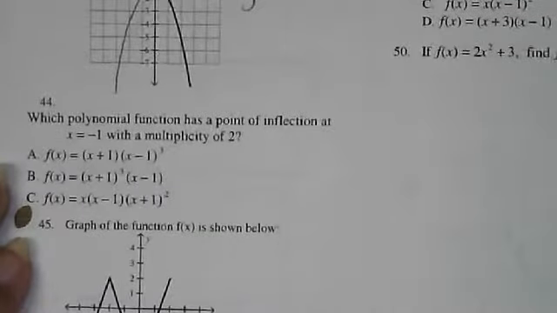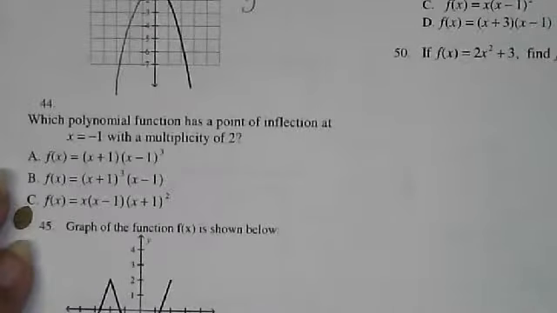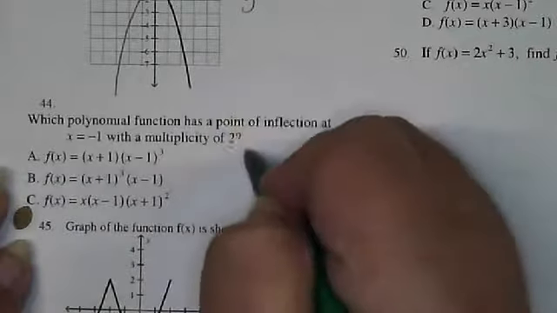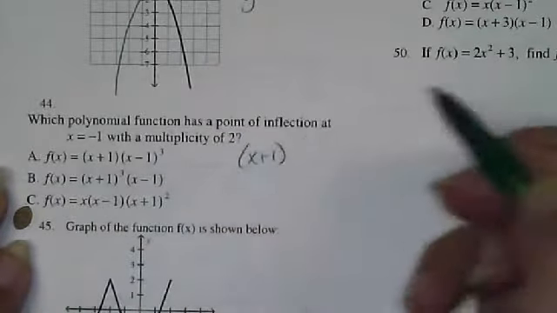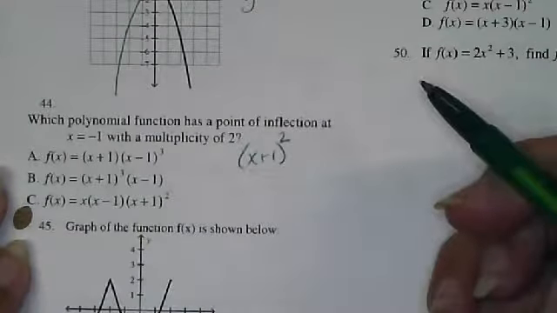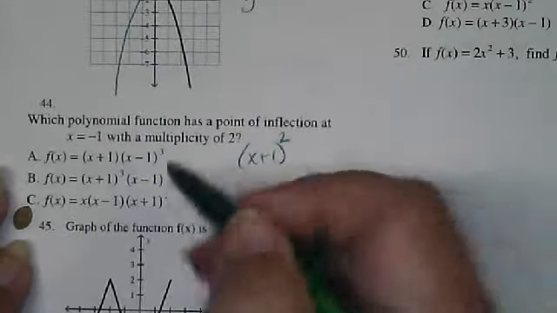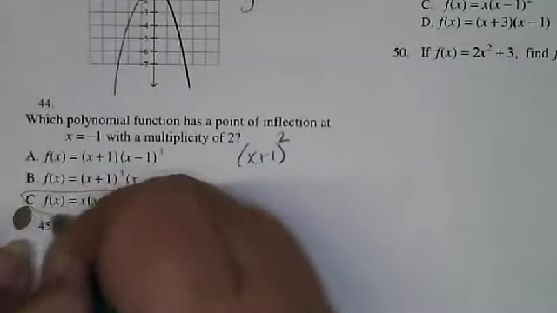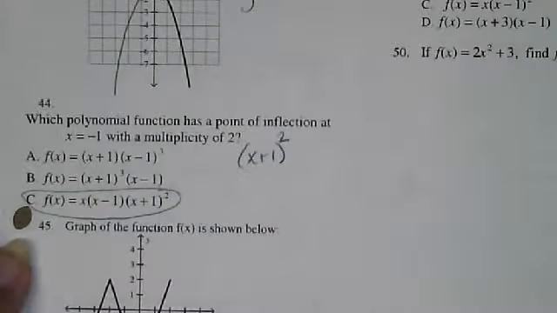44. Which polynomial has a point of inflection at negative 1 and a multiplicity of 2? So negative 1 would look like this in the parentheses, and a multiplicity of 2 would have a 2 right here. So you're looking for an x plus 1 squared, which means C is your answer.